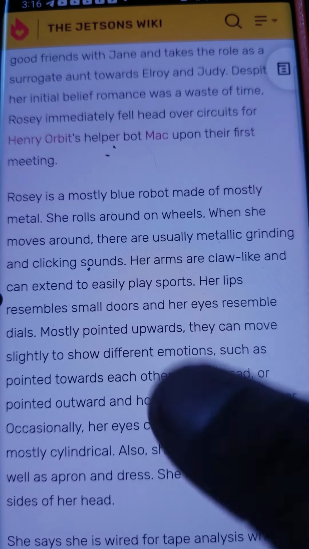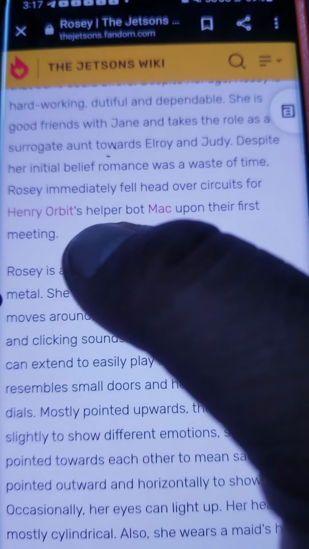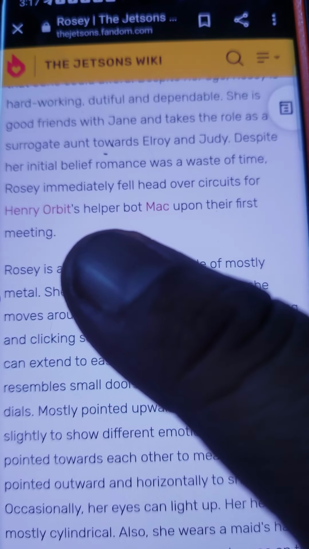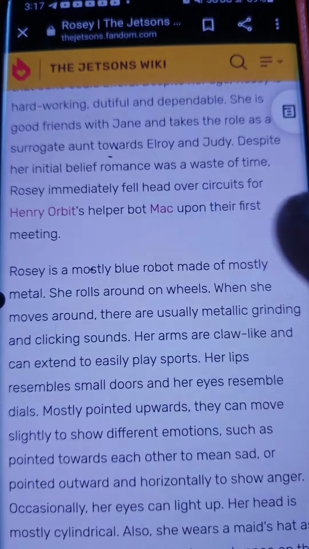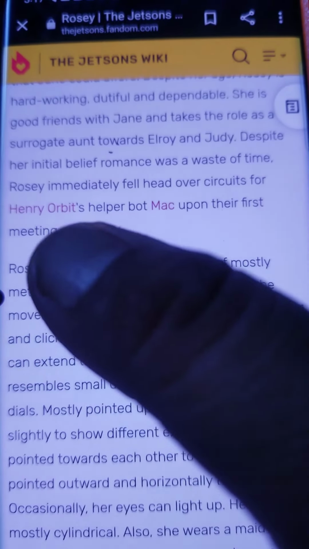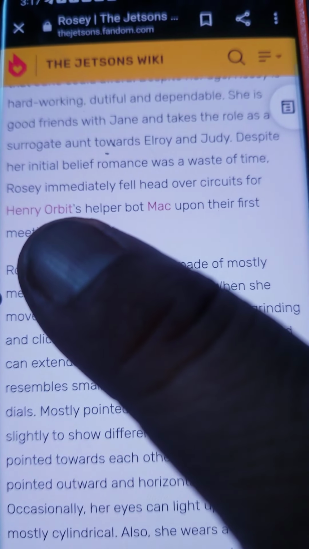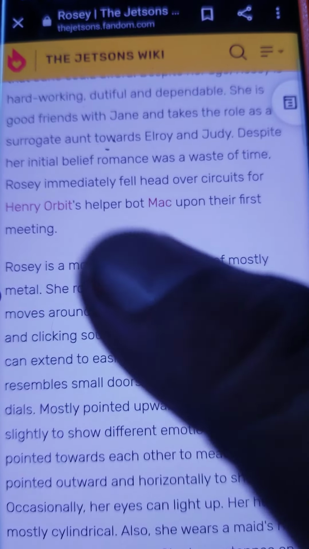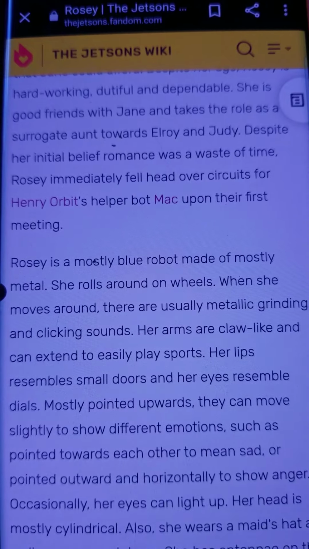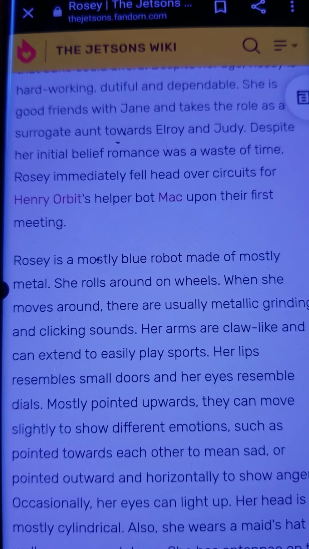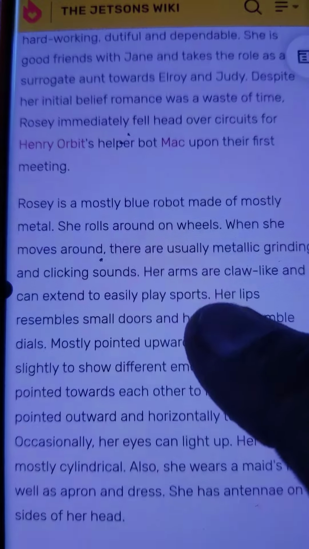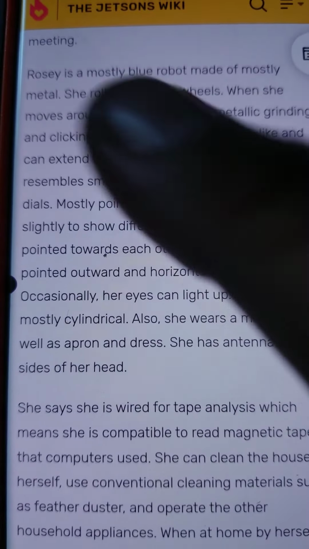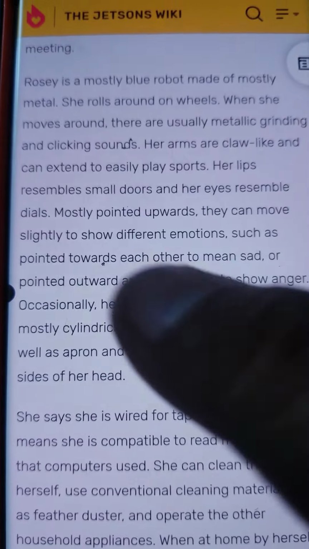Now, see how they talk about Rosie immediately falling head over circus for Henry Orbits from the Mac upon their first meeting. Henry. Remember, Henry was 001 in Stranger Things. I use that a lot. I don't know if it has to connect to Henry Ford, because if you look at Back to the Future, there's a lot of Ford things popping up. So, not too sure about that. And we go right over here.